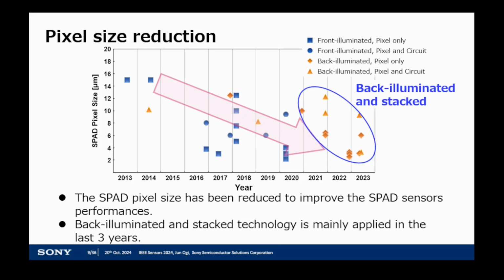This is a trend of pixel size from published work in the past 10 years. The SPAD pixel size has been reduced to improve the SPAD sensor's performance. Here, in the last 3 years, back-illuminated and stacked technologies are mainly applied for the pixel size reduction, for the reason I explained before.